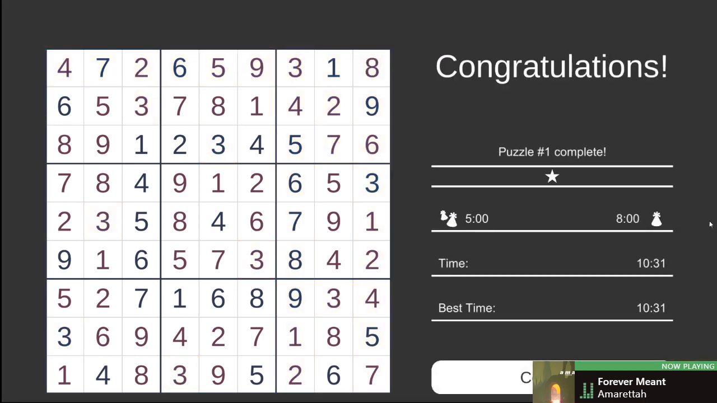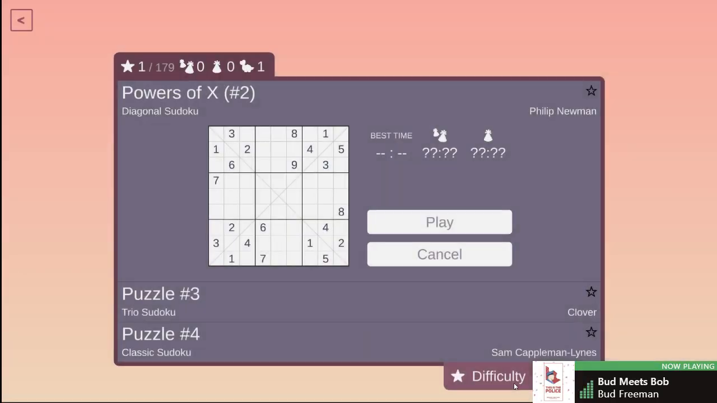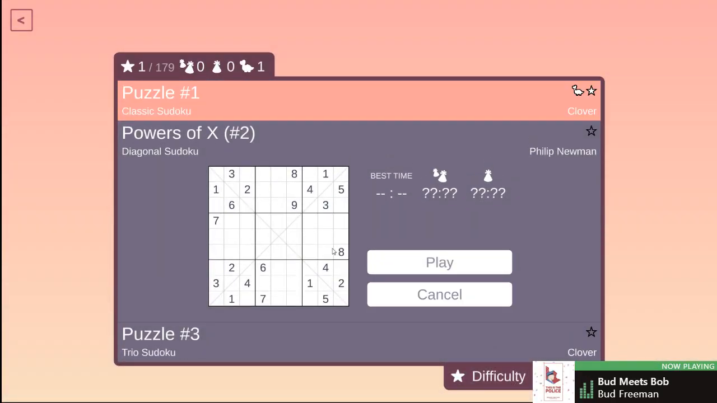What do these mean? Party hats? Are those like if you do really well? Those are like ideal times and these are like my times? I don't think my time is bad. Powers of X, number 2. Okay.